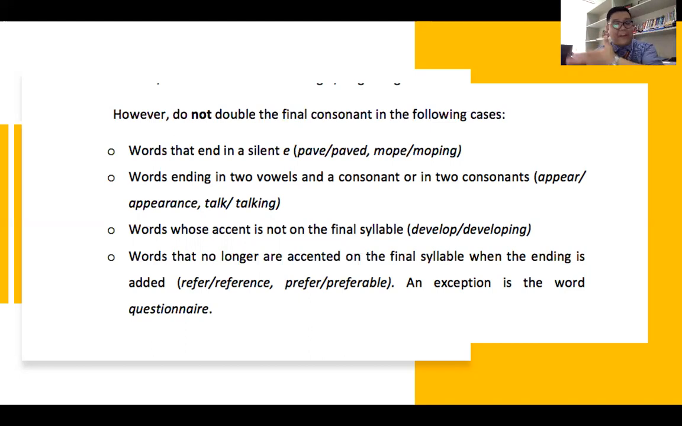Same goes with prefer, preferable. An exception to this word is the word questionnaire. Originally, it's question, right? Question, questionnaire. So when you suffix it, it's still the same. But this one is an exception.